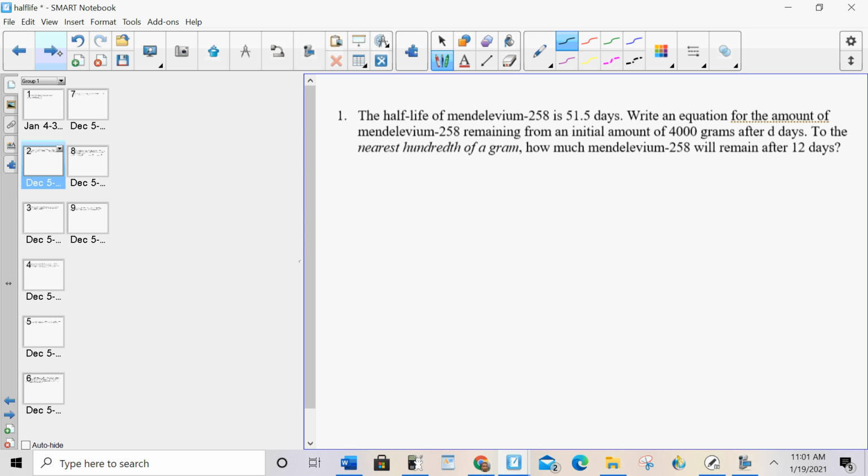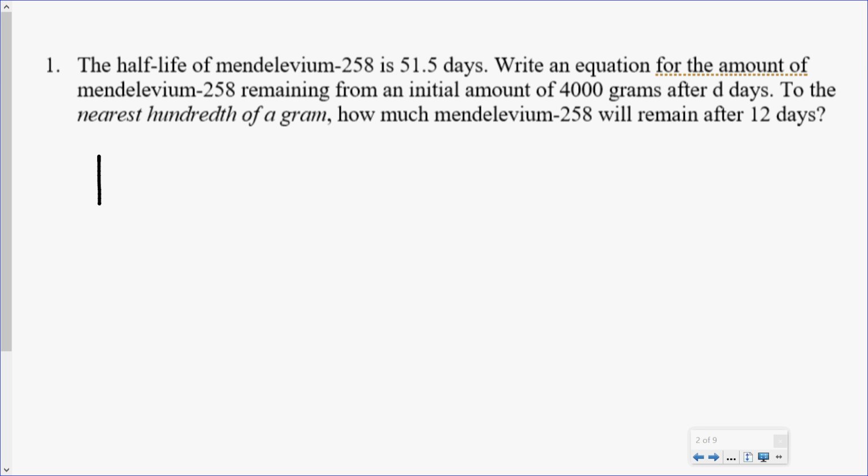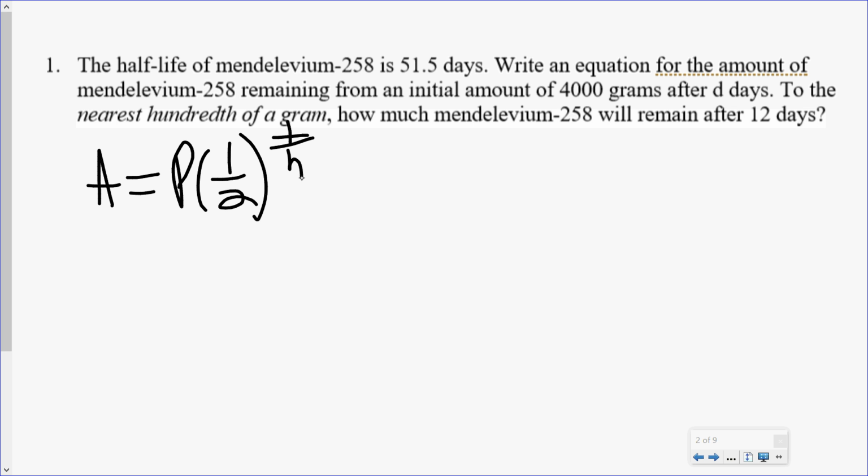The half-life of Mendelevium 258 is 51.5 days. I see half-life, so I'm going to write the formula for half-life. Half-life raised t over h. And since it's half-life, it's always 1/2. Now, there's a little bit of chemistry involved here. If you've taken chemistry or are taking chemistry, you talk about half-life, which measures the rate at which something decays. This 258, this is part of the name of the element. I think it has to do with the electrons or something like that. But it's not A, P, T, or H. It's not a value to substitute in for anything. It's just part of the element, so we're not going to utilize that.